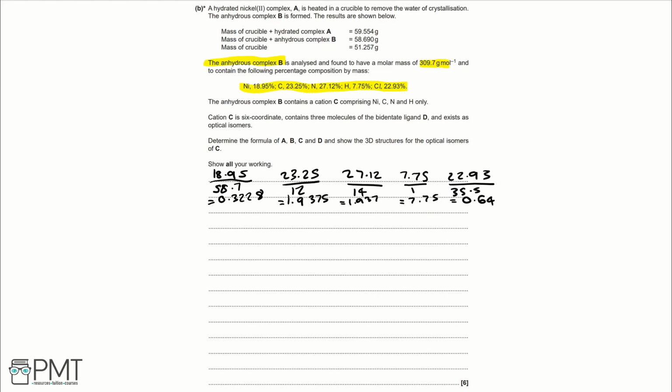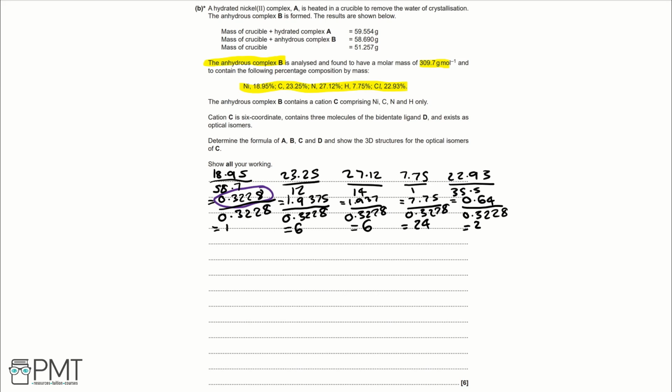The smallest number out of these is the value for nickel. So we're going to divide each of these numbers by the value we worked out for nickel. So for nickel, if we divide something by itself, that's going to equal 1. For carbon, dividing by 0.3228 gives us 6. For nitrogen, dividing by 0.3228 gives us 6 also. For hydrogen, 0.3228 gives us a value of 24. And finally, chlorine, dividing by 0.3228 gives us a value of 2.